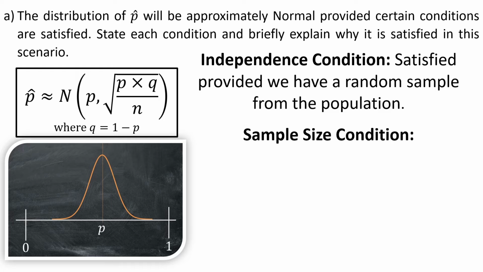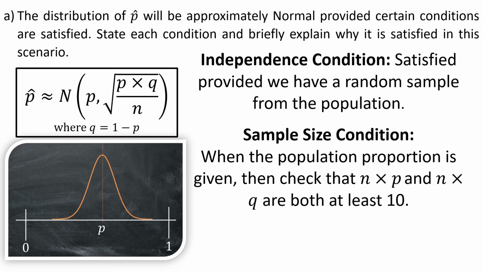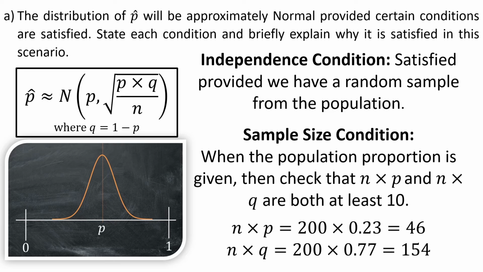The sample size condition, when the population proportion is given, as it is in this case, then we just need to check that n times p and n times q are both at least 10. And so in this scenario, n times p is a sample size of 200 times a population proportion of 0.23. That gives us 46. So we expect, on average, in a sample of 200 stones, 46 will be red. And that leaves 154 that are not red. Both of these values are greater than 10, and so we're good.